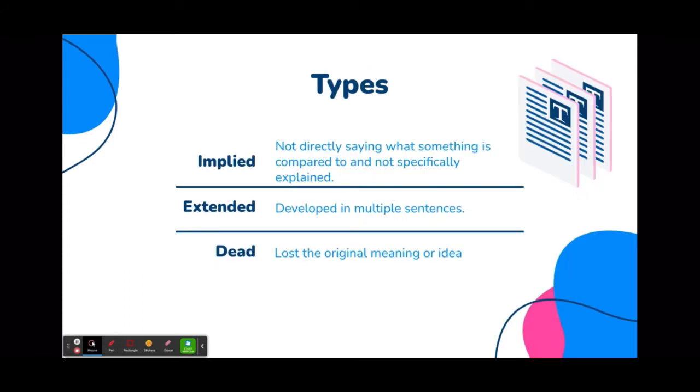The types of metaphors: there's an implied metaphor, extended, and dead. Implied metaphors, they're not specifically explaining why and not directly saying what something is compared to. Extended metaphors, they're developed in multiple sentences, so it can be a paragraph or the whole text. It can be just two sentences. A dead metaphor is when the metaphor lost the original idea of the comparison.